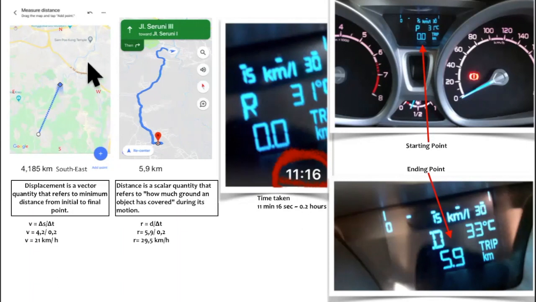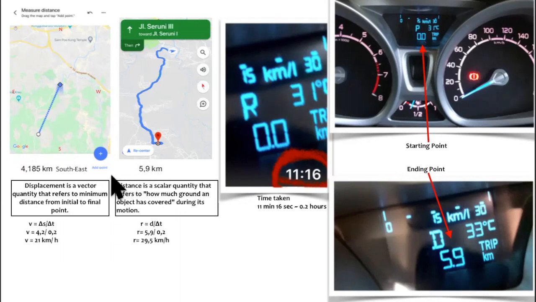Here we have screenshots from the map, and this is my pathway. This is my trip. I have driven my car from my house to school. You can see it is a curved way. And this is the displacement according to Google Maps from my house to my workplace. You can see the values here: 4.185 kilometers to the southeast is the displacement, and the total distance is, as we said, 5.9 kilometers.